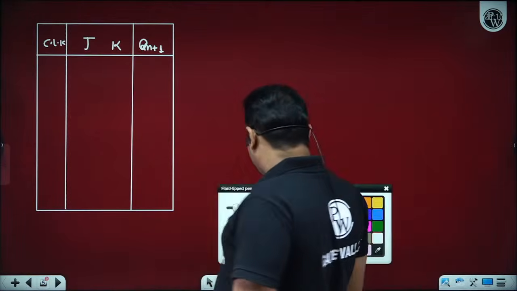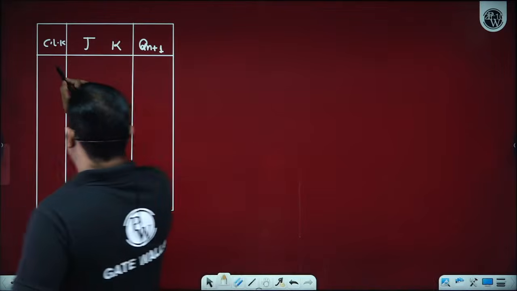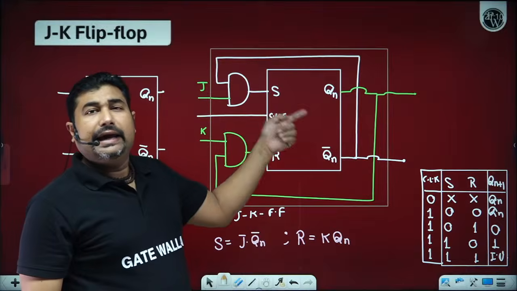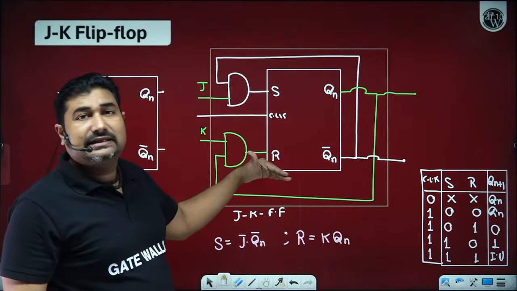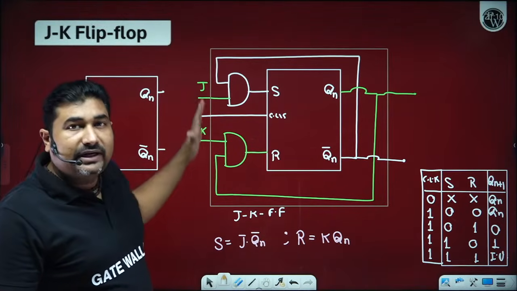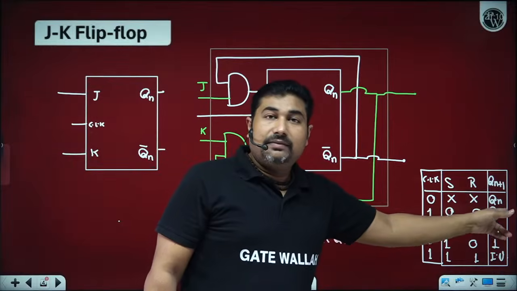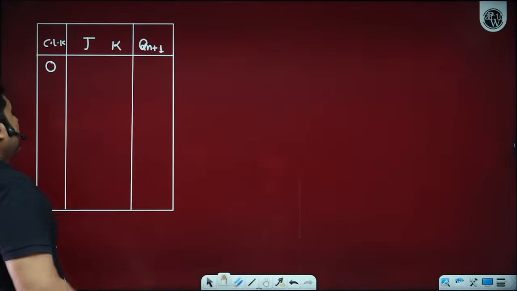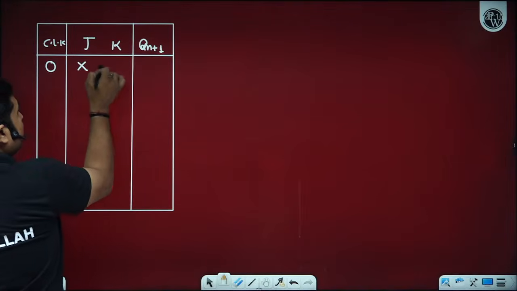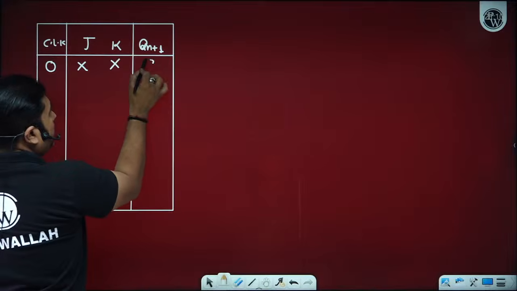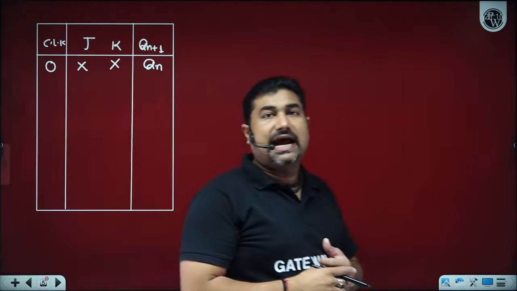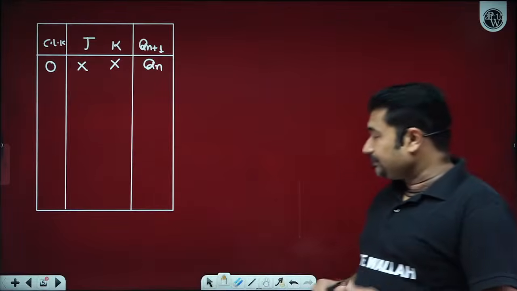In case the clock is low, irrespective of the input to S and R, it means irrespective of J and K, the next state will remain the same as the previous state. Unless there is a clock, it doesn't matter what input you apply, there is no change in the output. So the clock always acts as a circuit activator.